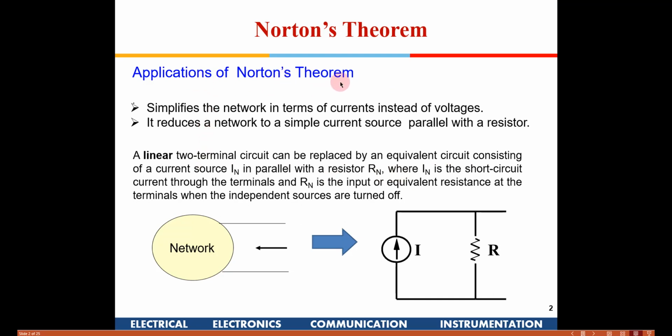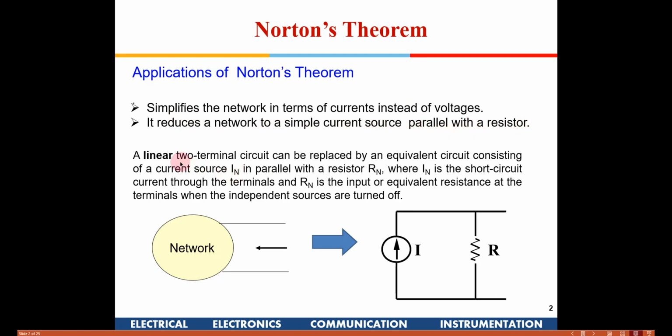In the last class we saw how a complex circuit could be represented as a single voltage source and a series resistance by using Thevenin's theorem. Norton's theorem does a similar job. The only thing is that we are going to represent a complex network by a current source and a parallel resistance, instead of a voltage source and a series resistance. So it reduces a network to a simple current source and a parallel resistance.